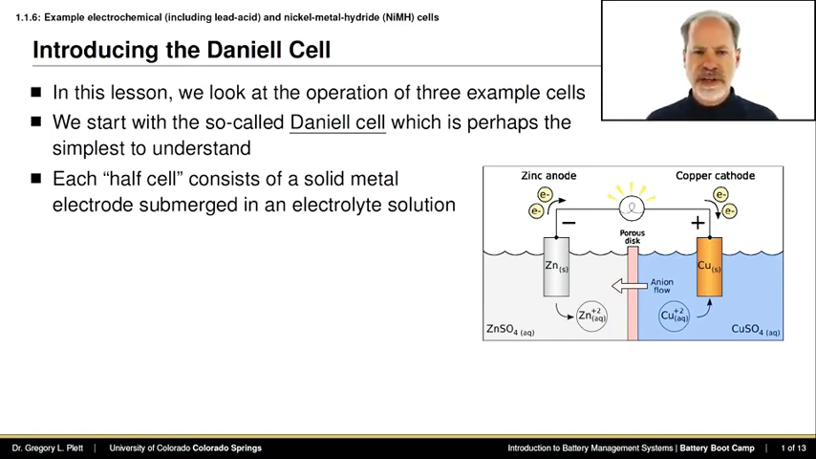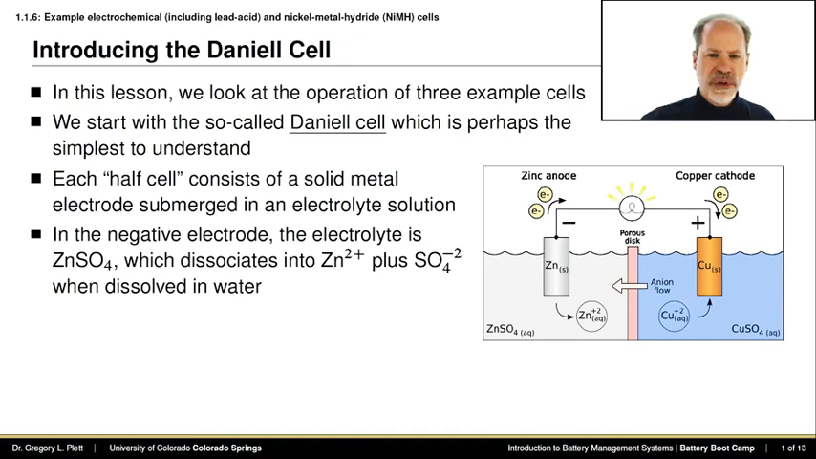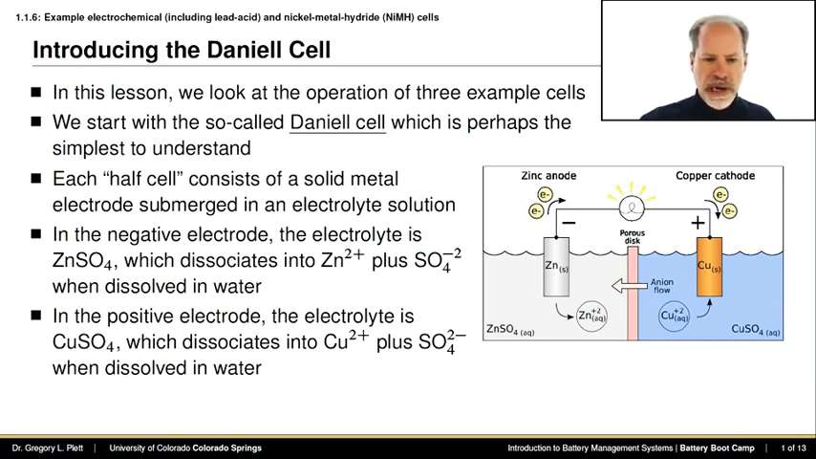Each half cell in the Daniell cell consists of a solid metal electrode submerged into an electrolyte solution. The negative electrode is made from solid zinc, and the electrolyte in the negative electrode region is zinc sulfate, which dissociates into positively charged zinc ions plus negatively charged sulfate ions when dissolved in water. The positive electrode is made from solid copper. The electrolyte in the positive electrode region is copper sulfate, which dissociates into positively charged copper ions and negatively charged sulfate ions when dissolved in water.